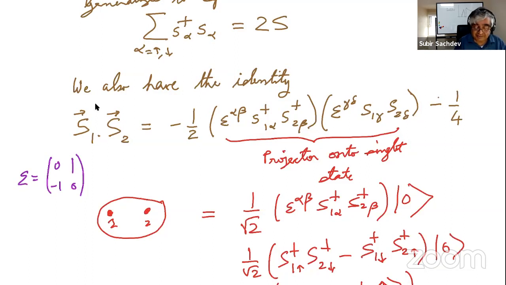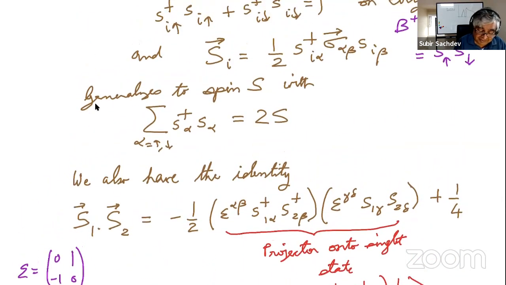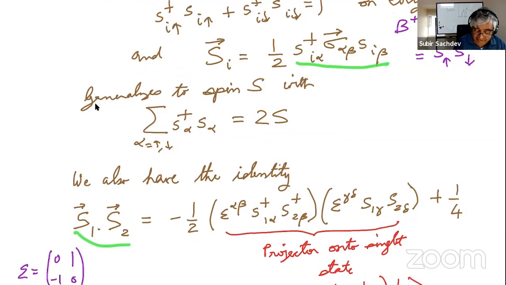So when this is a triplet, this first term here gives you 0, so the value is 1/4. And when it's a singlet, there's probably a minus here, so -1/2 + 1/4 is -1/4. But this actually gives you 2 when you hit it on this state. So it's -1 + 1/4, which is -3/4, okay. So you should just verify this by taking this and inserting it in here and rearranging, and that's the answer.